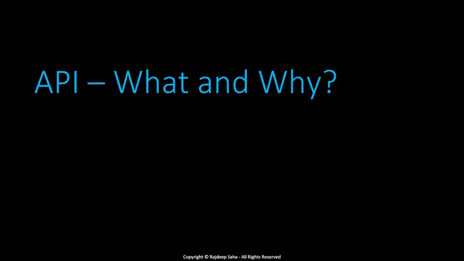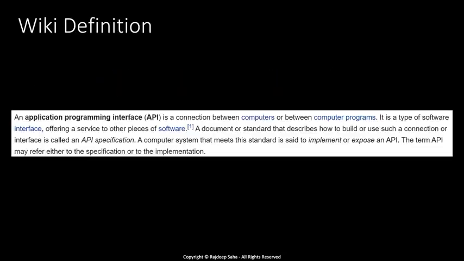Now the question of the hour. What is an API and why do we need them? As per the Wikipedia definition, an application program interface, or API, is a connection between computers or between computer programs. It is a type of software interface, and so on. Doesn't make much sense. Let's try to understand API with a real world example.